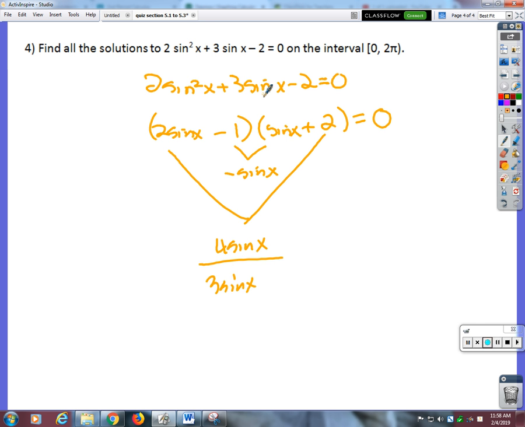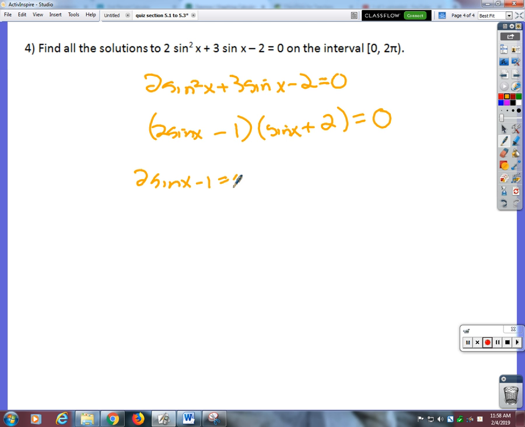Okay? So that's how that factors. That's just kind of a guess and check. And I know it was a little bit ugly, but, you know. Okay, so that means that 2 sine x minus 1 could equal 0, or sine of x plus 2 equals 0. In this case, if I add 1 and divide by 2, I get sine of x equals 1/2.